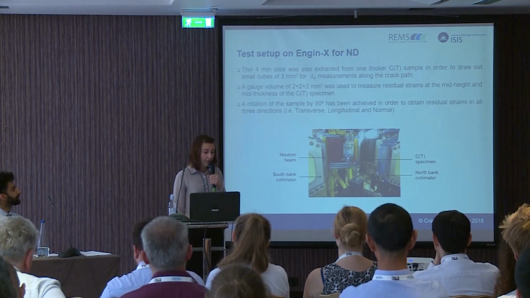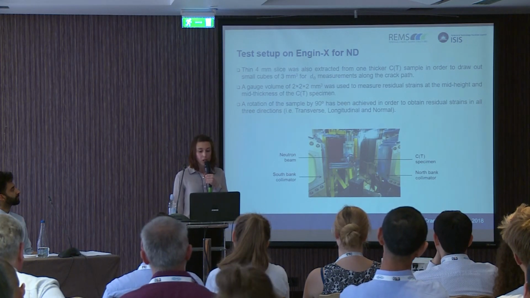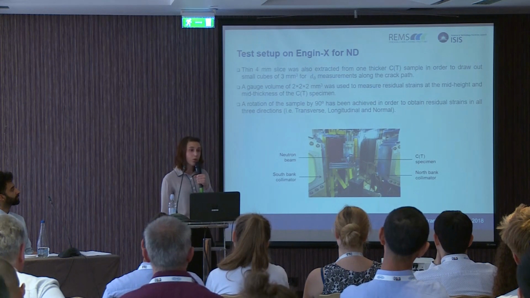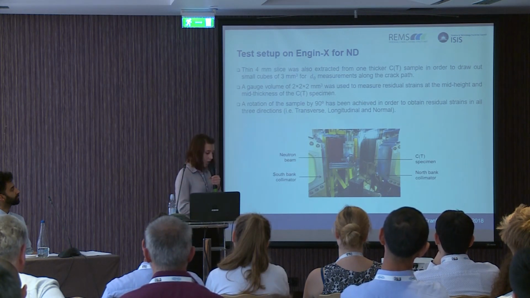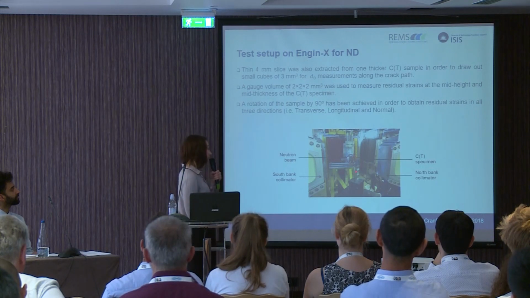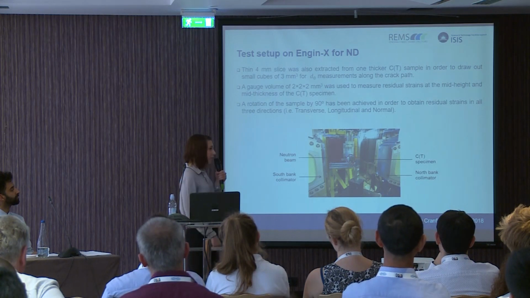And finally, a rotation of the sample by 90 degrees was achieved in order to obtain residual strains in all three directions, so transverse, longitudinal, and normal. So here we've got a picture inside NGINX. So the neutron beam is coming out this way, and we've got the compact tension specimen sitting between the two collimators.